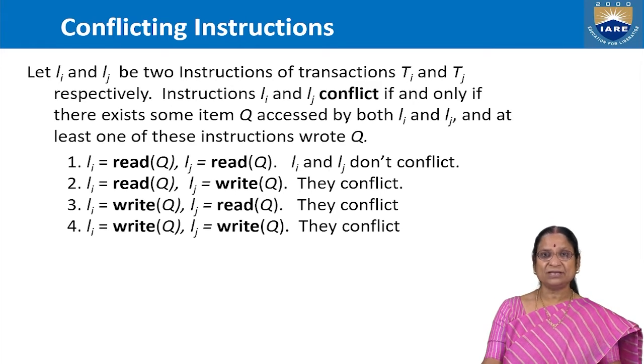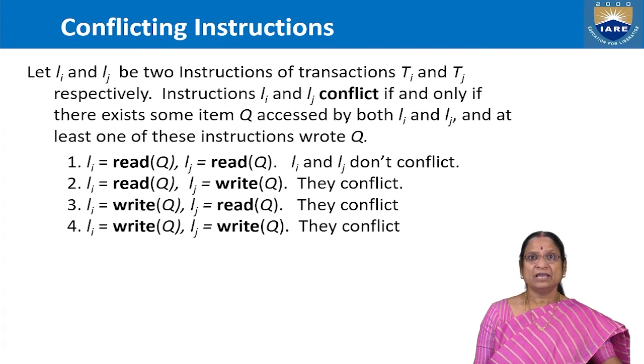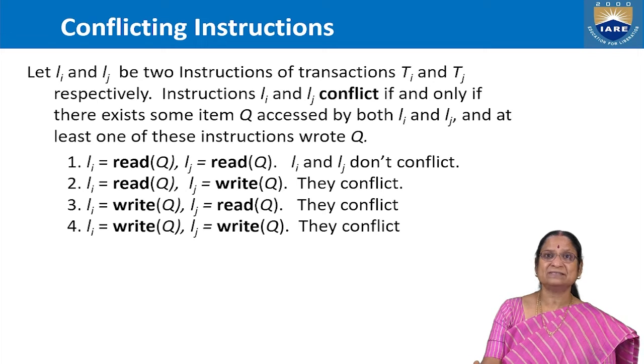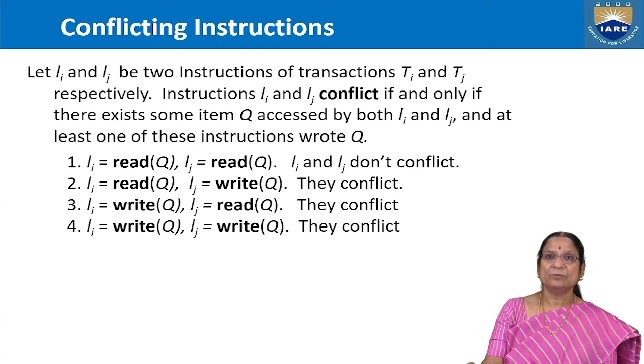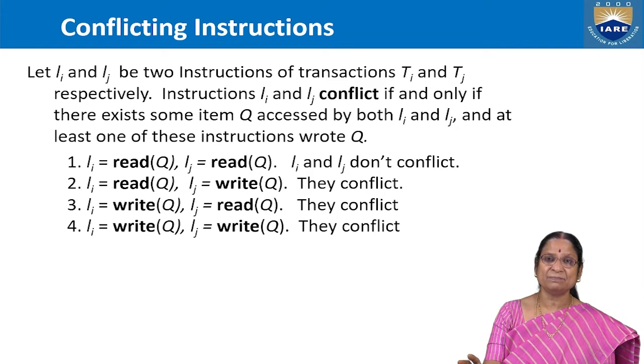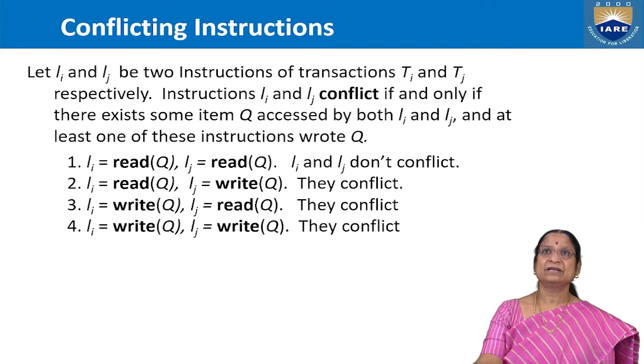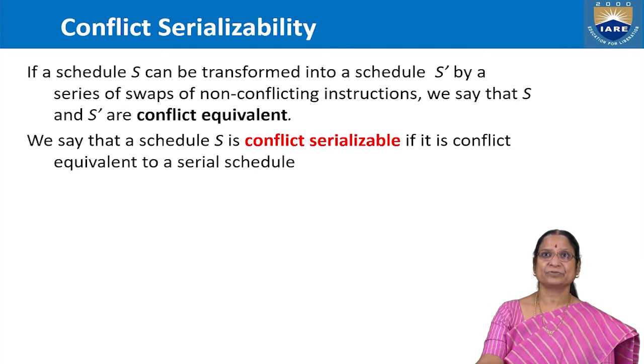What is meant by conflict? If two instructions of two transactions we are considering are performing some IO operations on the same data item, then if both are reads, those are not conflict. But if at least one of them is a write statement on the same data item, that is updating, so it's a conflict instruction.